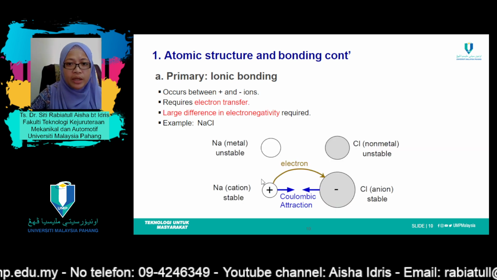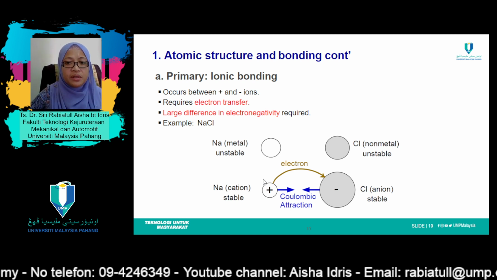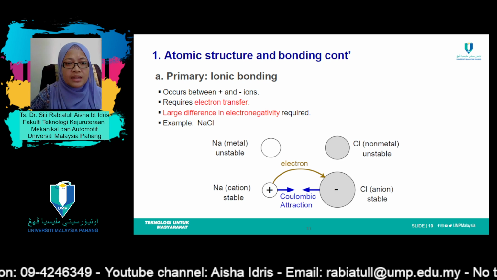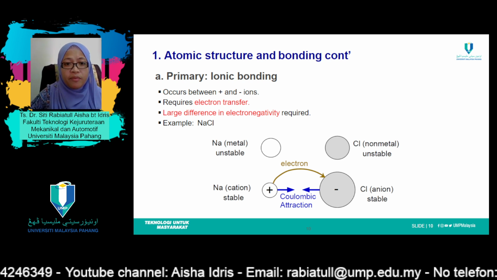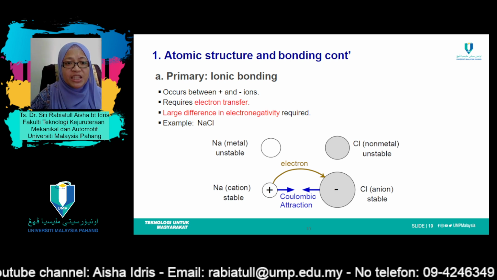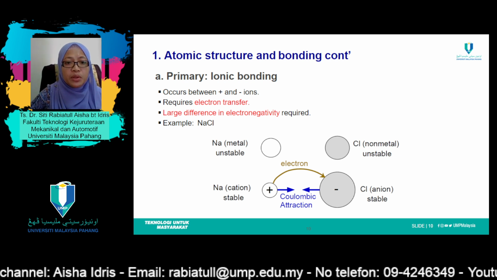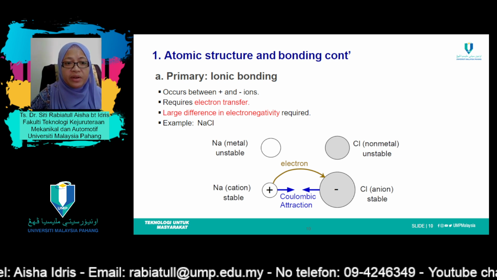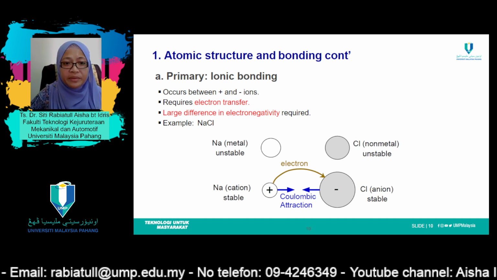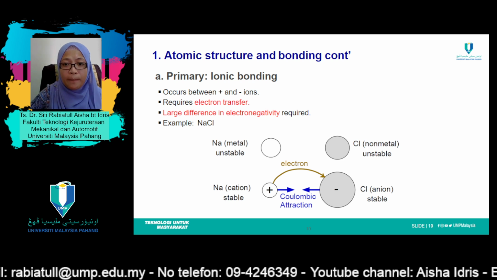Okay, now let's look at number one, which is ionic bonding. Ionic bonding is a type of chemical bonding that involves the electrostatic attraction between oppositely charged ions, or between two atoms with sharply different electronegativities, and is the primary interaction occurring in ionic compounds.